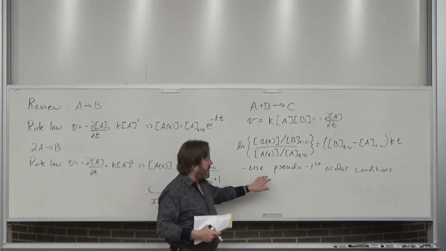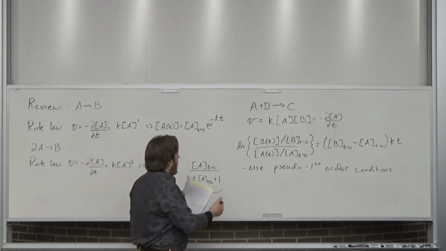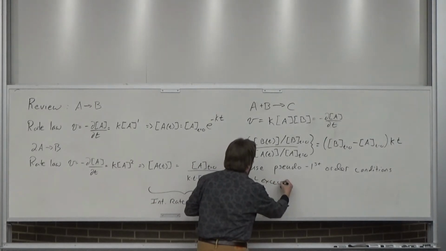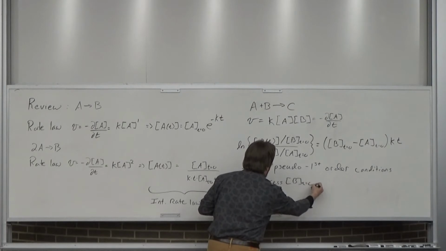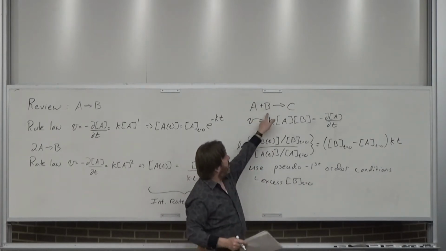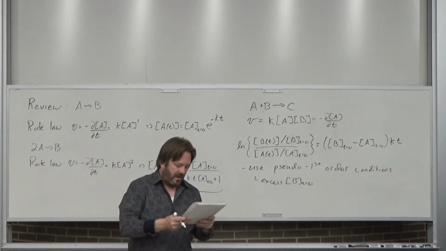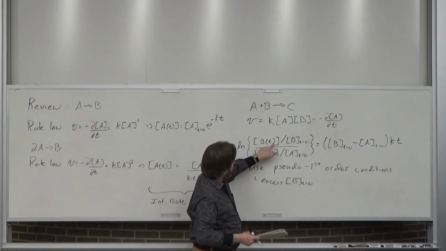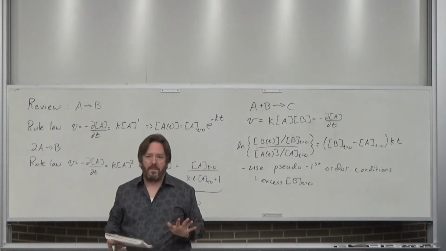And you're going to hear this if you work in the chemical industry. You're going to hear this all the time. And what that means is you use excess B. Now that means B at time equals 0, so like 1 to 10, something like that. Now the reason you would do that is that the change in B over the initial, it just basically doesn't change. It's just basically 1, right?